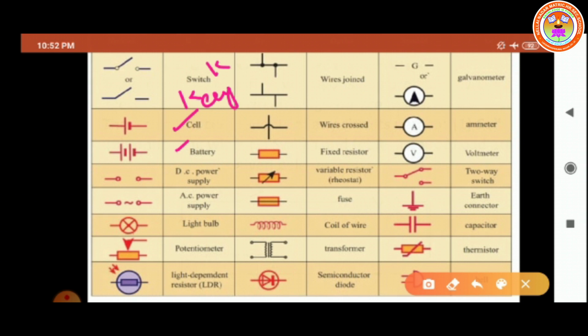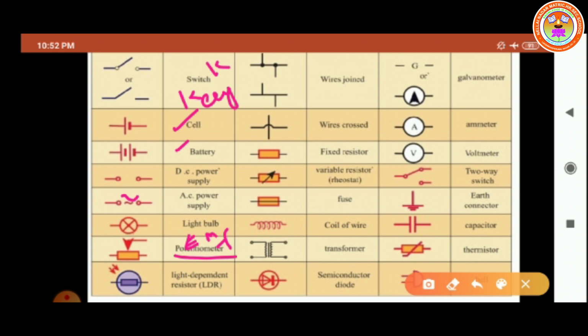The two ends only are given. Inside this one, a small sine symbol is given. This is the AC power supply. And this is taken as a light bulb. The bulb is represented by this symbol. And this is taken as a potentiometer. What's the use of the potentiometer? It develops the electromotive force between the ends. So EMF can be found out with the help of the potentiometer.